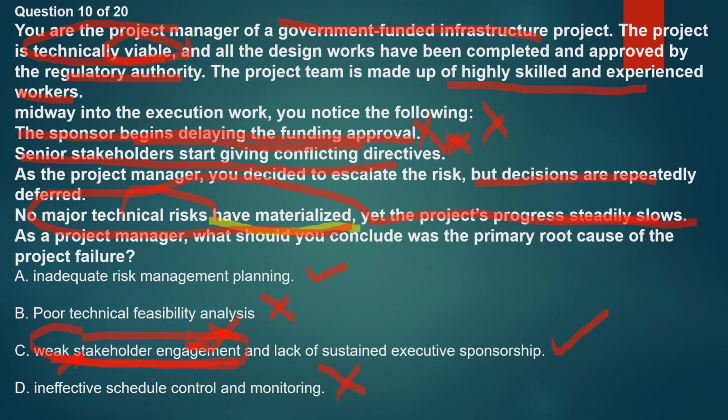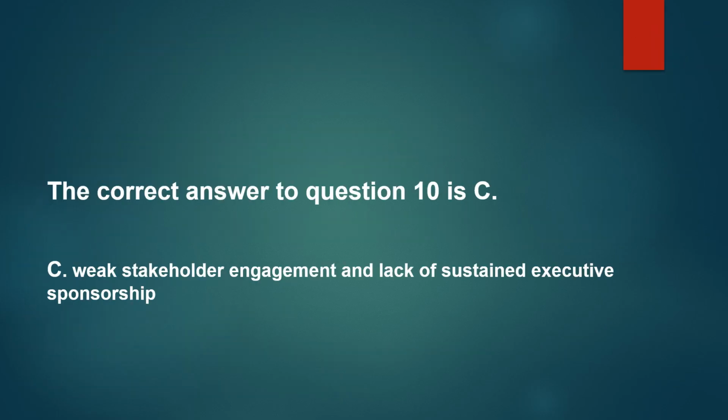Issues of dissatisfaction, issues of conflicting interests in the project, and due to this, this gave birth to lack of sustained executive sponsorship. So the correct answer is C. The correct answer to question number 10 is C. Weak stakeholder engagement and lack of sustained executive sponsorship. As a project manager, this is one thing you should continuously do. Engage your stakeholders. Communication is very important.